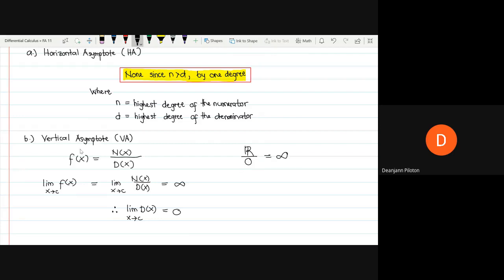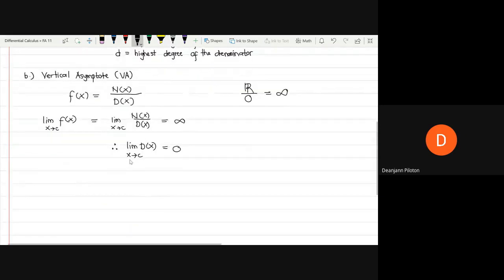So kanina concept po mismo ang gigamit sa vertical asymptote. Para ang imong function is mo equal sa infinity, pag i-evaluate nimo ang limit, kailangan ang limit sa denominator niya mo equal to 0. So karon ang ginapangita nimo is what value of x or what value of c such that mag-0 ang denominator.